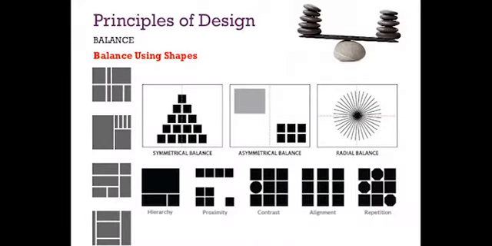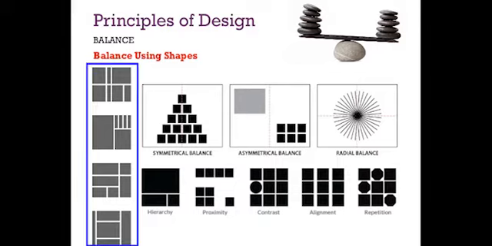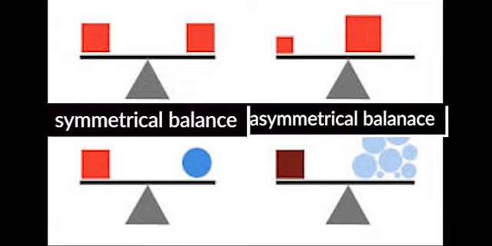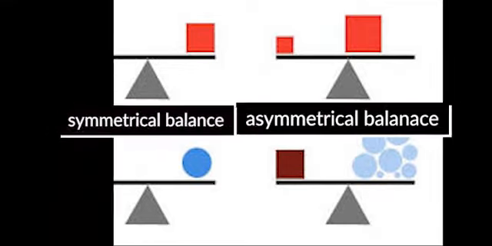Balance is the concept of visual equilibrium and relates to our physical sense of balance. It is a bringing together of opposing forces in a composition that results in visual stability. Most successful compositions achieve balance in one of two ways: symmetrically or asymmetrically.